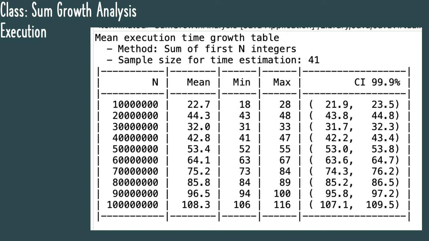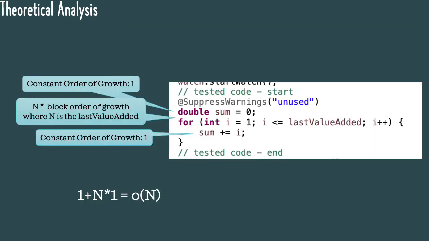So this is a table, but before analyzing this table, let's look at the theory. Let's try to understand what will be the order of growth from a theoretical point of view. If we look at the code that is tested, we start by declaring the result, sum equals 0. From the point of view of execution, this is constant, so it will be considered as 1. Then we have a for loop, and the for is going from 1 to the last value added, which in our case we also name n, the number of numbers that we want to add. So I will go from 1 to this n and do something.